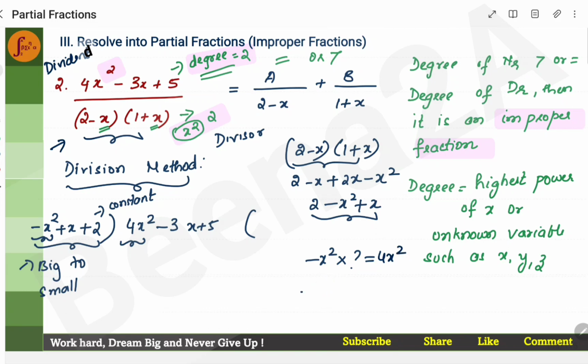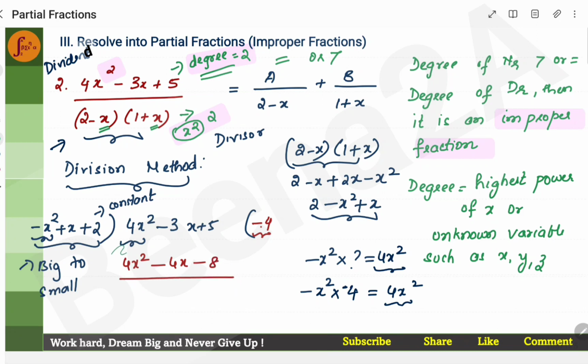So what should I multiply minus x square with to get 4x square? It should be into minus 4, because minus 4 into minus x square is plus 4x square. Minus and minus becomes plus. So I need to multiply with minus 4. Now I have to multiply this minus 4 with this entire expression. Minus 4 into minus x square is 4x square. Minus 4 into x is minus 4x. Minus 4 into 2 is minus 8.